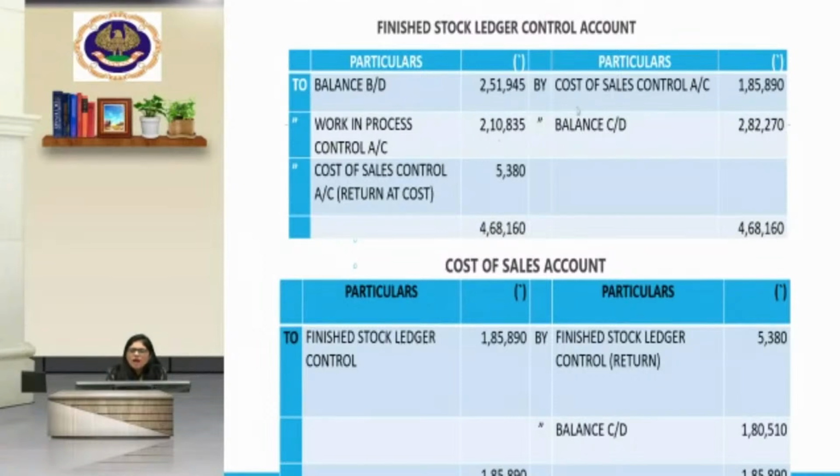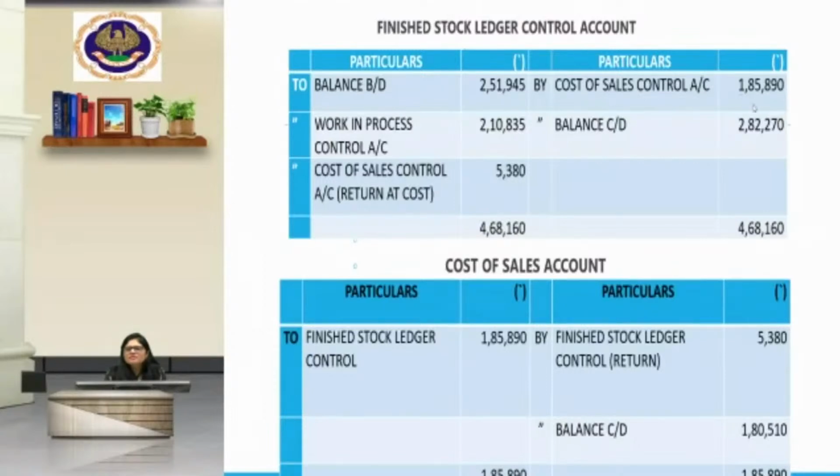And now the output goes to the cost of sales control account. Remember, sales returns are at cost. So sales returns mean the finished stock ledger is again receiving, since the finished goods are received back. And the cost of sales is transferred to the cost of sales control account for sale.